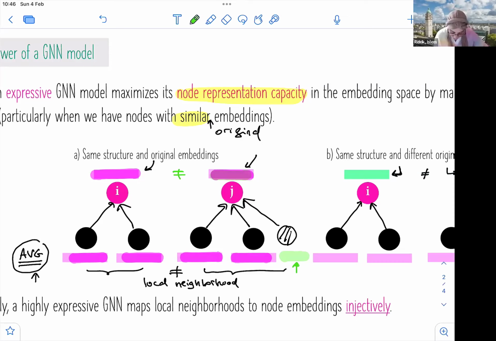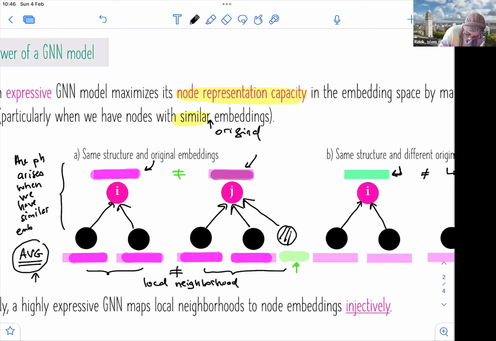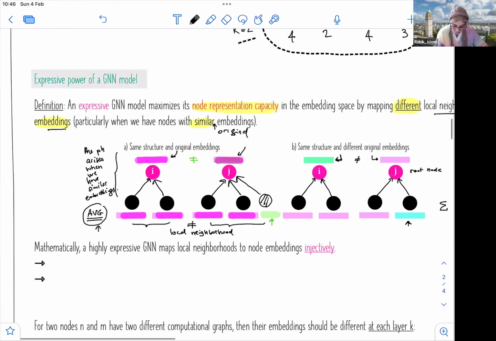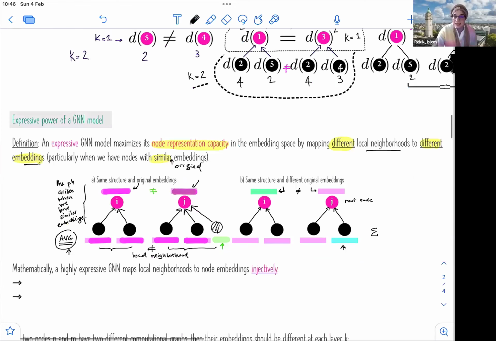So here, let's write it down. Here, the problem arises, this problem of expressiveness, when we have similar original embeddings, and we do, for example, aggregation or transformation or any kind of operation, okay? Now moving on next, mathematically, how we define this. This is actually an injection, because you want to map different things onto different things.